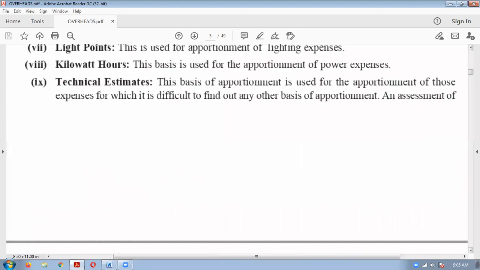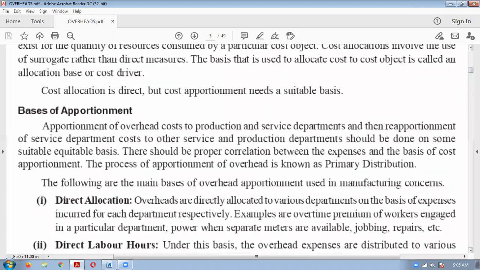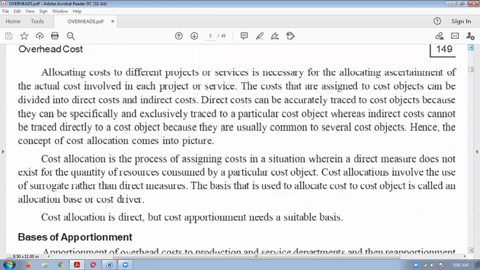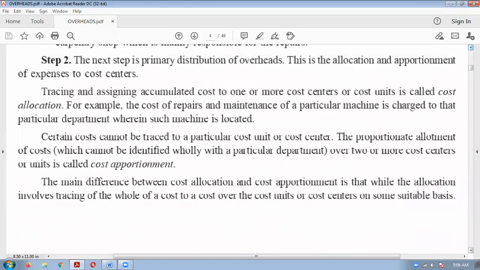So we have till now understood that direct expenses, that is direct material and direct labor, we will call allocation because they can be directly allocated to the product. Clear? But as far as overheads are concerned, they should be apportioned using a suitable basis. That is known as apportioning of overhead. Since common expenses we cannot directly charge to the product, we will have to apportion them on a proper basis.